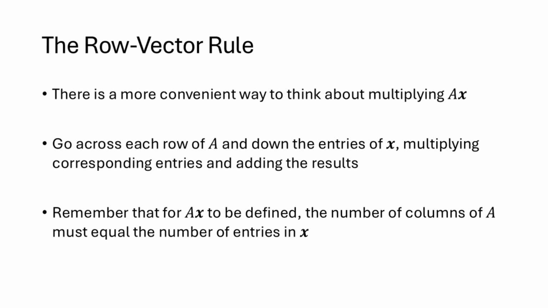There's a more convenient way to think about multiplying a matrix times a vector. We worked through a couple of examples back in example 2, but there's an easier way to do it. Rather than rewriting A times X as a linear combination, instead what we'll do is we'll go across each row of our matrix and down the entries of our vector X, multiplying corresponding entries and adding the results. This will give us the same result as what we did before in example 2, but in a more efficient way. But keep in mind, for the product of a matrix and a vector to be defined, the number of columns of the matrix must equal the number of entries of our vector.